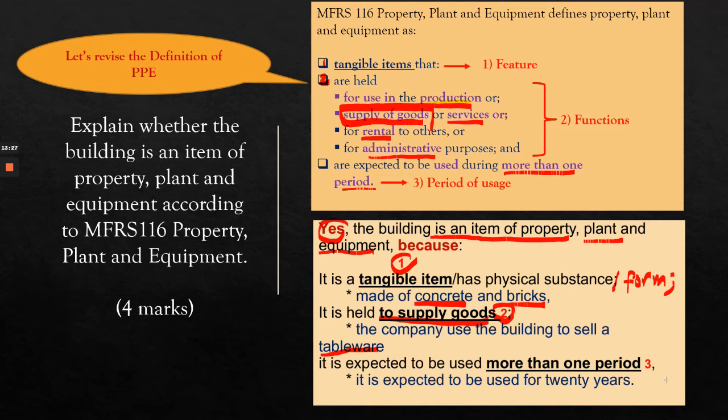And the third part, this one, is that it is expected to be used for more than 1 period. In our case, if you recall from the information given, it is expected to be used for 20 years. So the 3 parts of the definition have all been fulfilled. It must be more than 1 year. It has to be a tangible item, and it has to fulfill any one of the functions given here. There are 5 functions here, 1, 2, 3, 4, and 5. So it has fulfilled the second function, which is supply of goods.